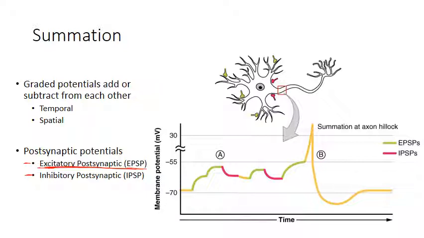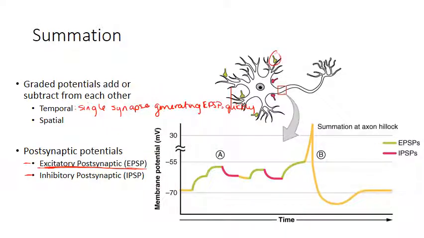There are two ways for us to add together EPSPs. Sorry, I keep saying ESPS. EPSP. Those are either temporal or spatial. If we have temporal adding of our excitatory postsynaptic potentials, we have a single synapse that is generating EPSPs quickly.